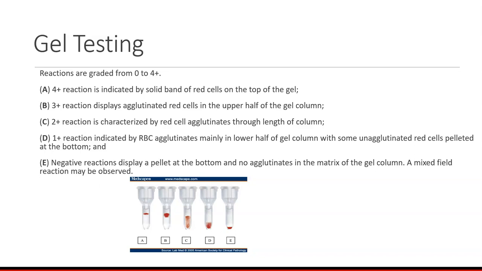Look at the gel as a sieve. It will split out the agglutinants from the non-agglutinated. And then on the very far right in E, this is a negative reaction. All of the cells are able to travel through the gel because there are no agglutinates.